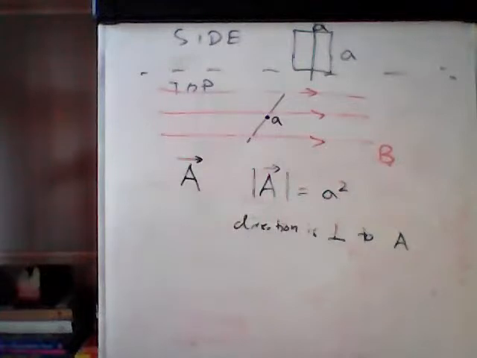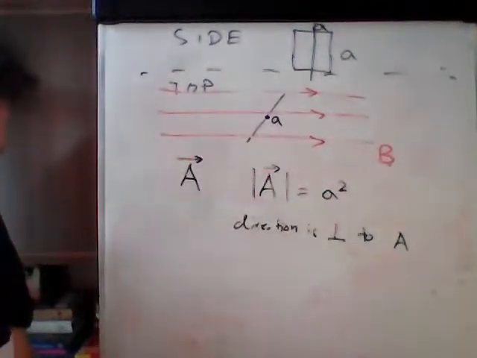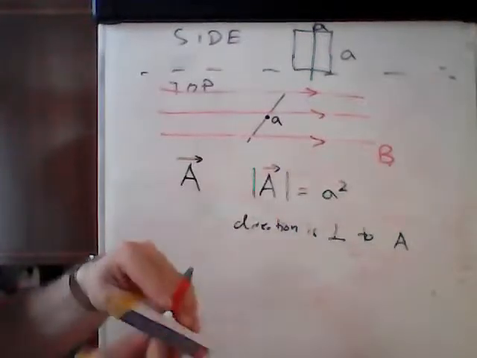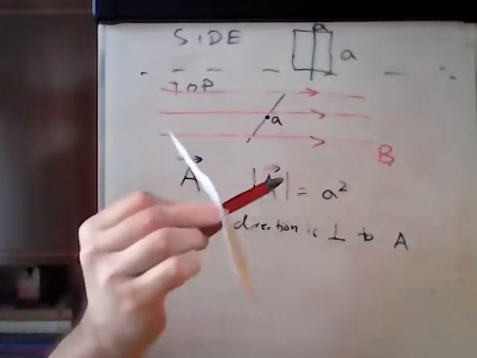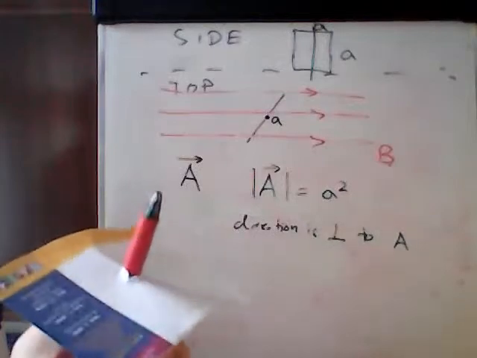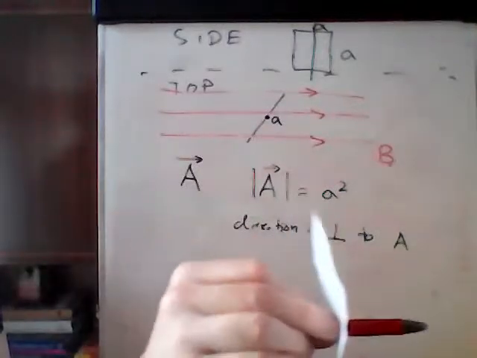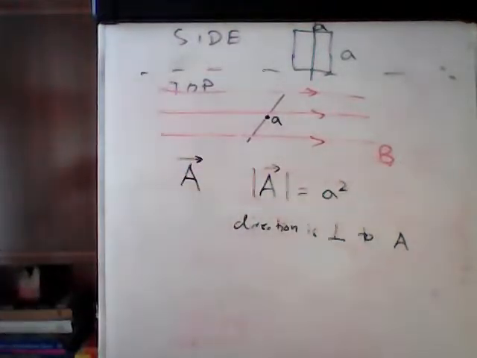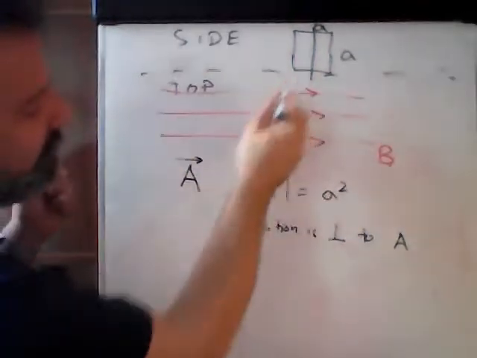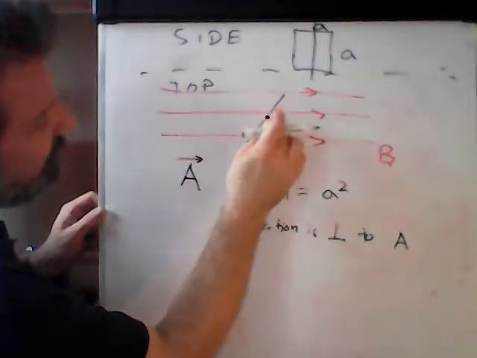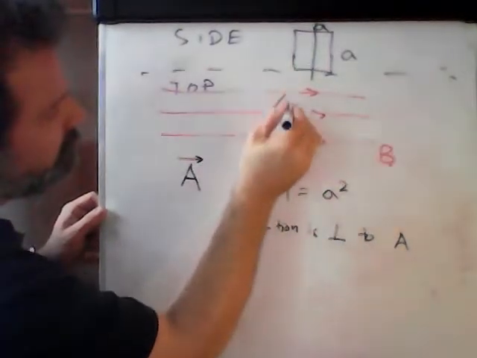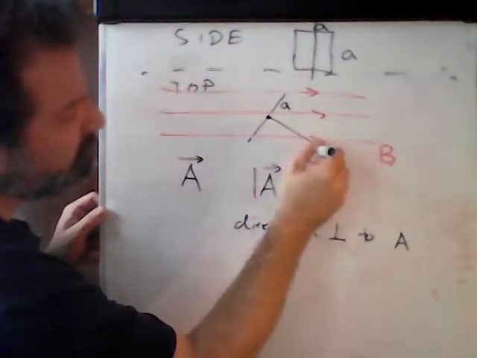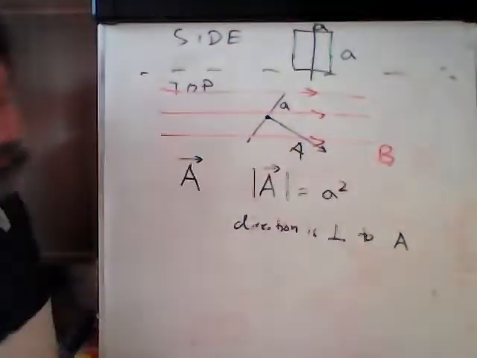It may even be helpful to think of the vector as a pen poking out of that area. That illustrates in each case which direction A points. So we've got this thing set up here, and that means A points in this direction. This is the vector A.